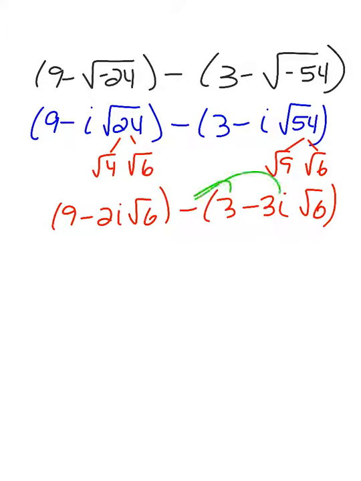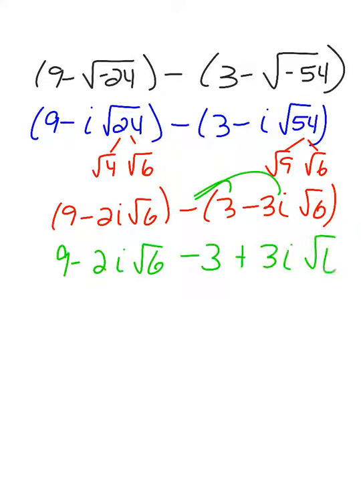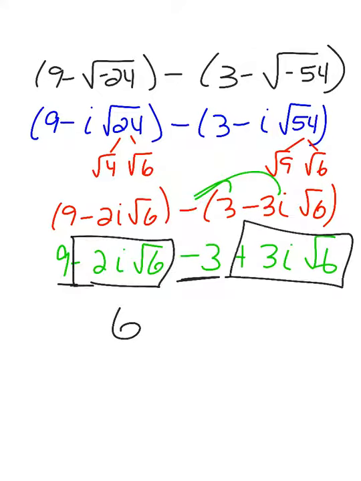Make sure you distribute the negative. So it's 9 minus 2i, the square root of 6, minus 3 plus 3i, the square root of 6. Combine like terms, 9 minus 3 is 6. Negative 2i, the square root of 6, plus 3i, the square root of 6 would be positive 1i, the square root of 6. Okay, so let's take a look at 7.